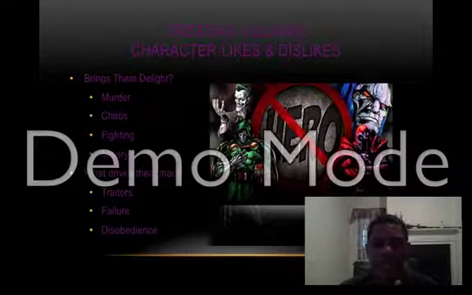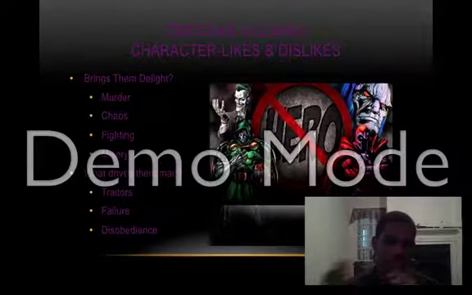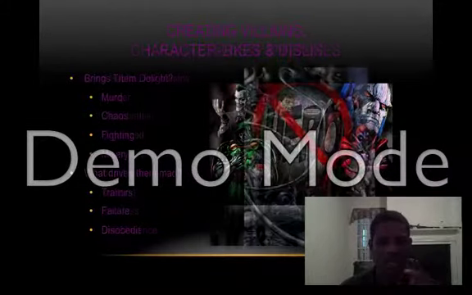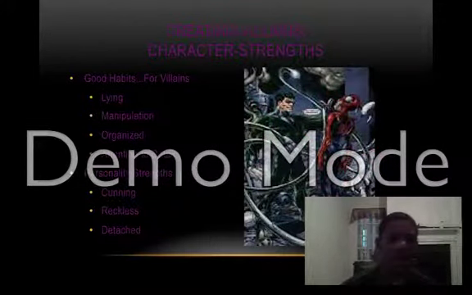Next, we have the likes and dislikes. Villains have many things they like. Villains like some misery, they like murder, chaos. We have anarchists, all kinds of things. But also, don't just show what makes them happy, but show what makes them angry too. Again, it has that human factor to it.